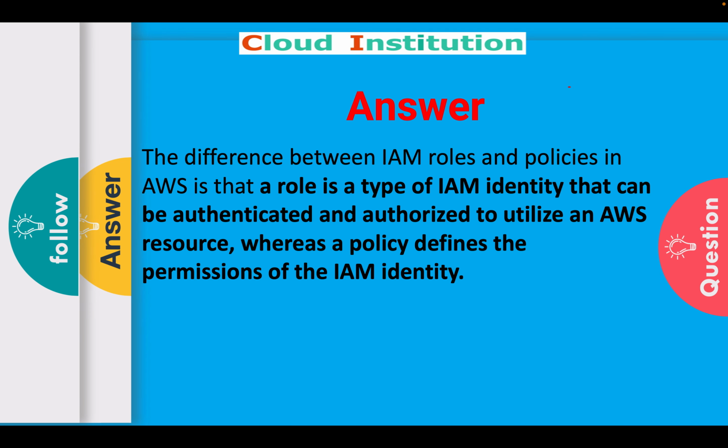The difference between IAM roles and policy is that a role is a type of IAM identity that can be authenticated and authorized to utilize an AWS resource, whereas a policy defines the permissions of an IAM identity. So what do we mean by this?